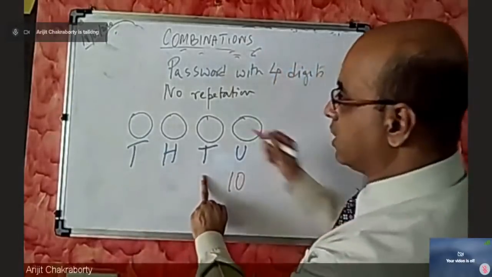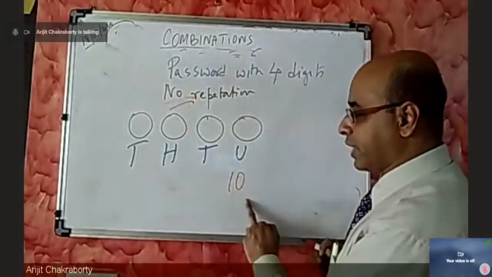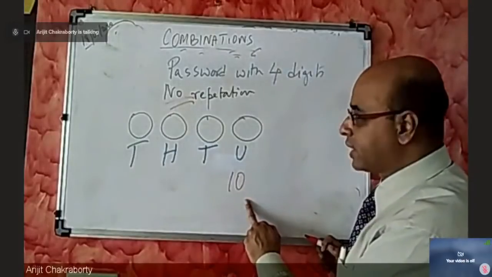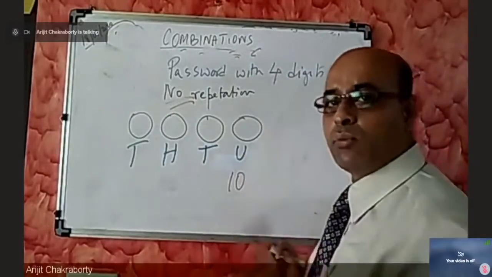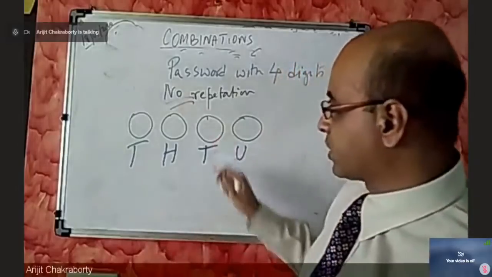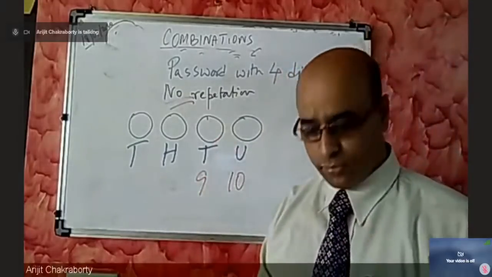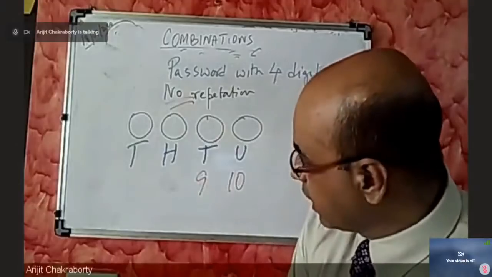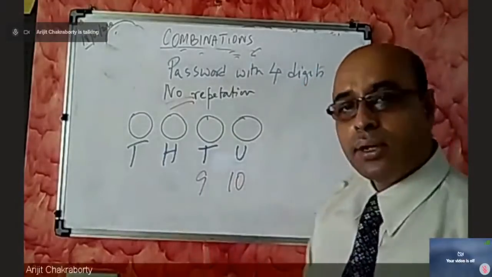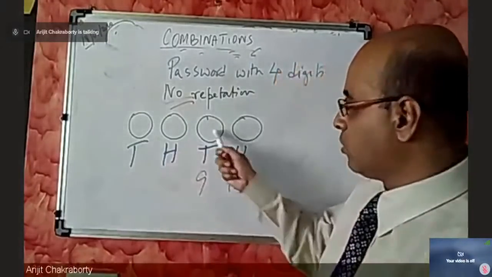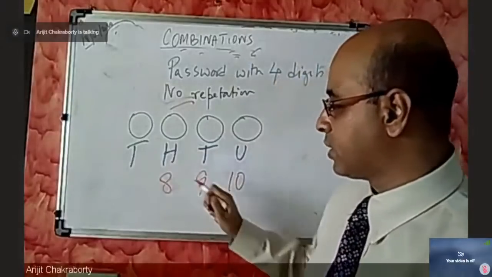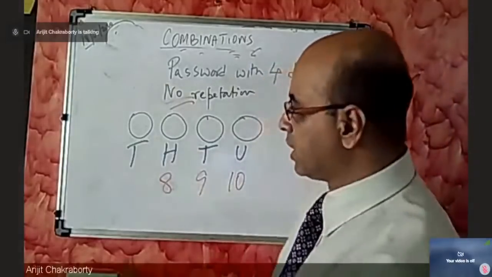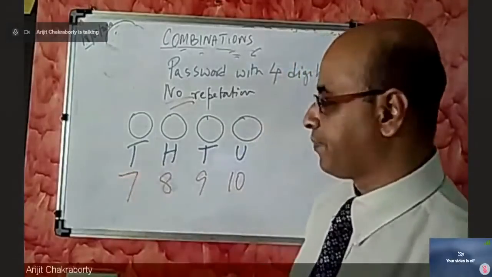Moving to the tens place, no repetition allowed. So 10 numbers you could select for the first digit, out of them 1 has been taken. So now for the tens place you have 9 possible numbers. We proceed to hundreds. One more is gone, so 1 and 1 gone. So it becomes 8, 9 minus 1 becomes 8. Similarly, for the thousands place, you have 7.